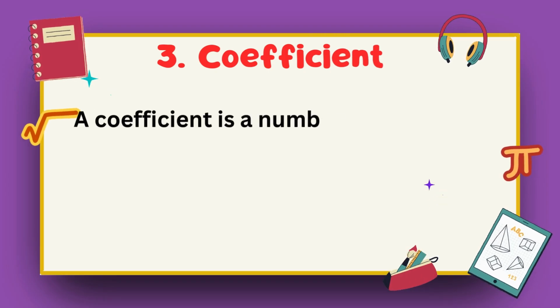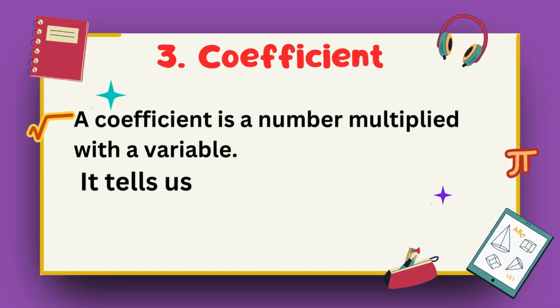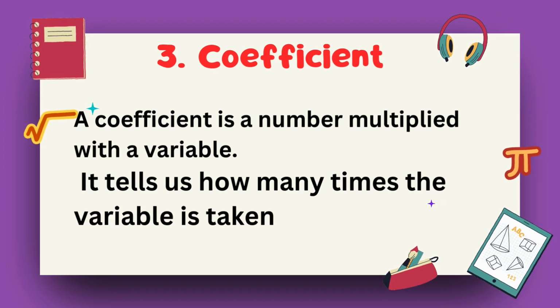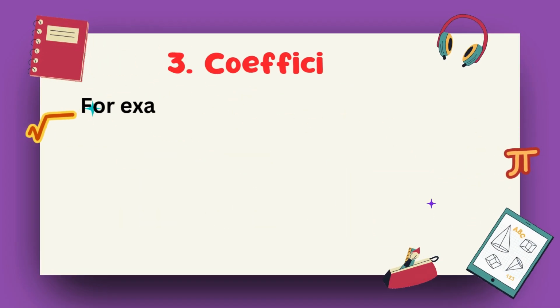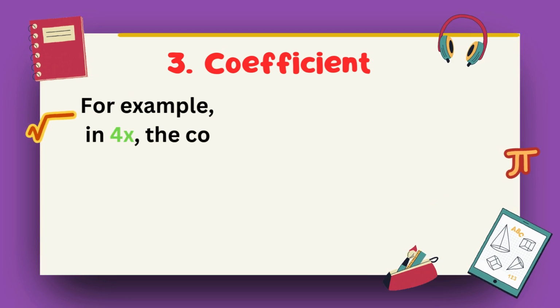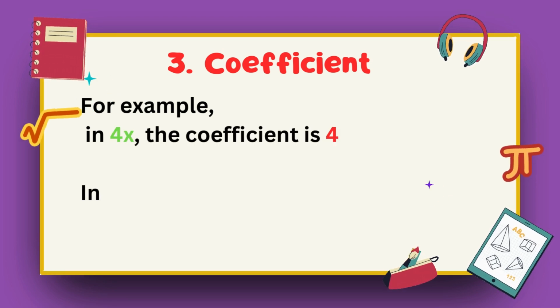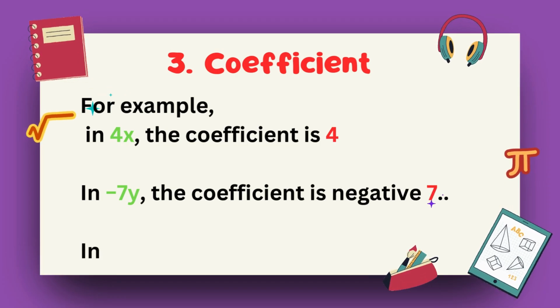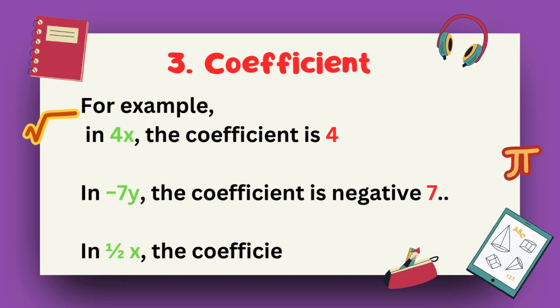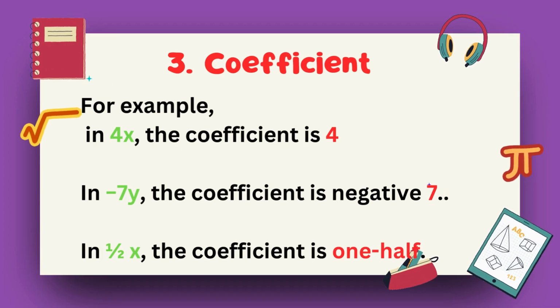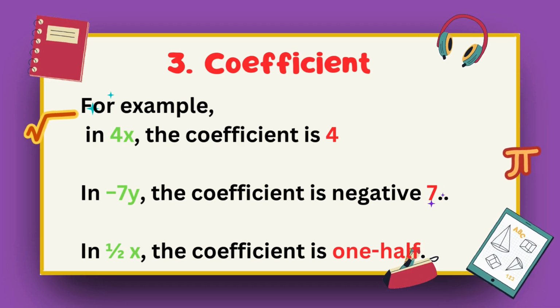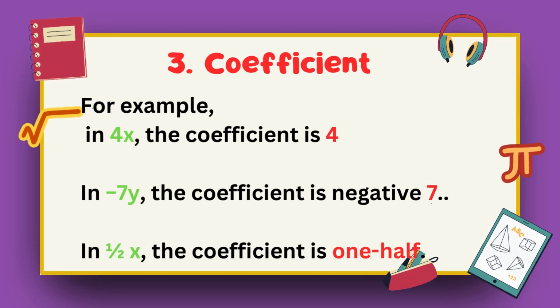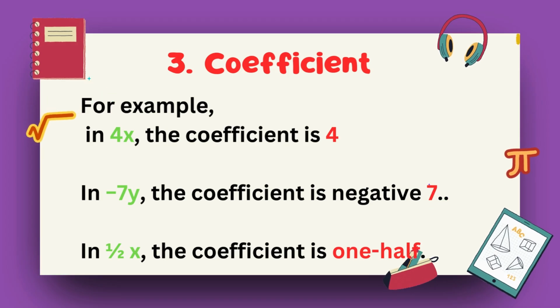A coefficient is a number multiplied with a variable. It tells us how many times the variable is taken. For example, in 4x, the coefficient is 4. That means the variable x was taken 4 times. In the second example, in minus 7y, the coefficient is negative 7. And in the third example, in 1 by 2x, the coefficient is 1 by 2. That is, one half times the x is taken.